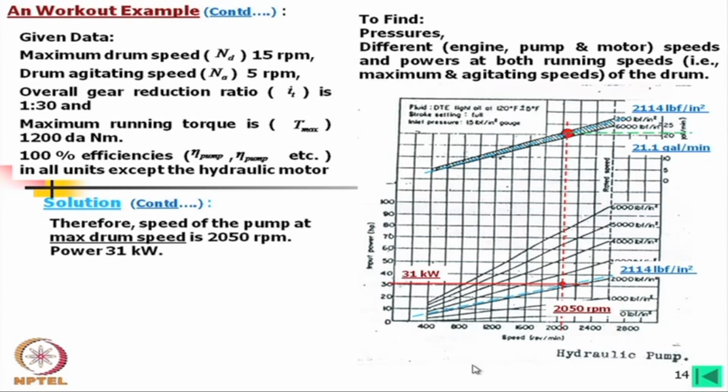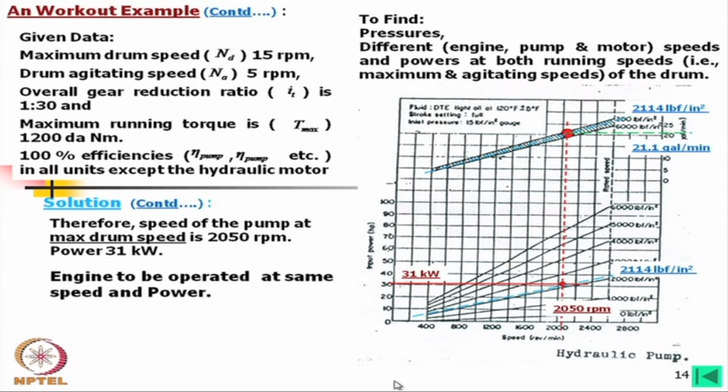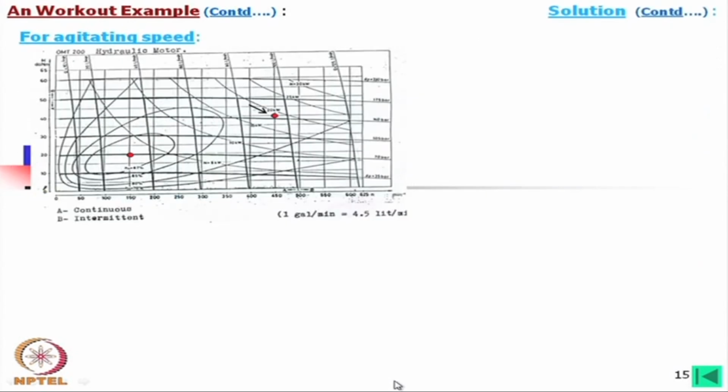Now, therefore, speed of the pump at maximum drum speed is 2500 rpm and it is 31 HP. So, please note these corrections. Engine to be operated at same speed and power. So, that is how we have selected the engine.